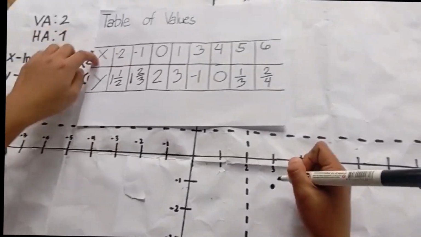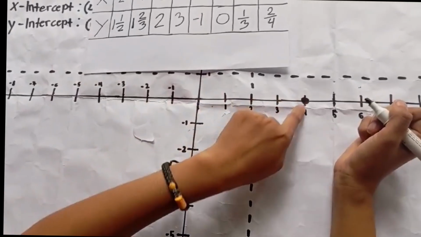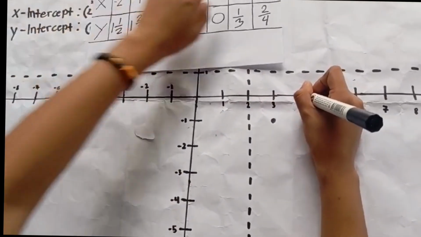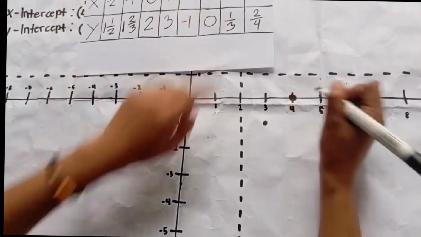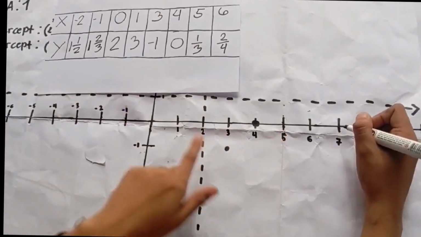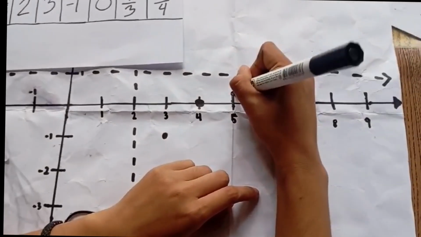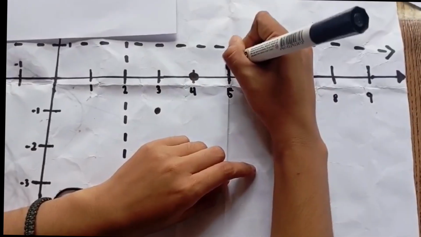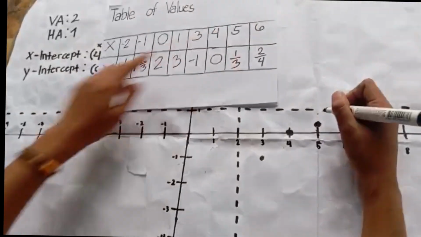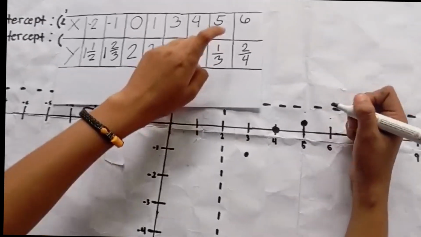Next is x is equal to 4 and y is equal to 0. And next is x is equal to 5 and y is equal to 1/3. Last is x is equal to 6 and y is equal to 2 over 4 or 1/2.